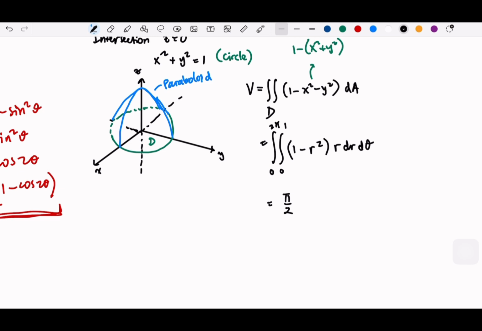I hope this is the integration. My expectation is very simple, and you should be able to do it.